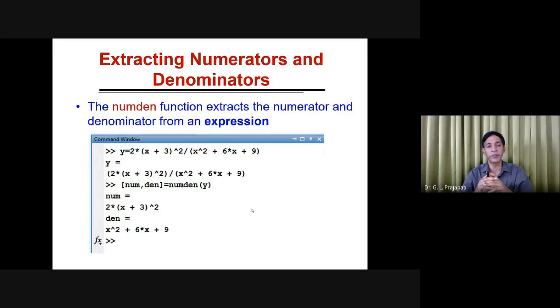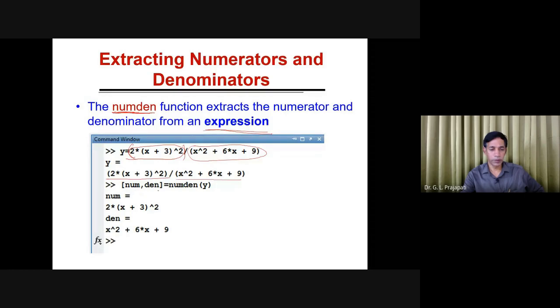Sometimes you are interested in finding the numerator and denominator, so this is numden. The numden function extracts the numerator and denominator from an expression. So if you have some expression and you want to know what the numerator is and what the denominator is, like this is the expression you have. What is the numerator here? This is the numerator, okay, and this is the denominator. Y is equal to this and this.